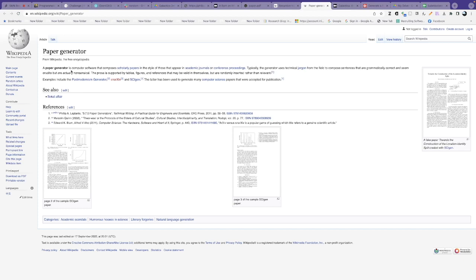Yeah. So a paper generator is computer software that composes scholarly papers in the style of those that appear in academic journals or conference proceedings. The generator uses technical jargon. This is based on the same idea. So this is the postmodernist generator, SNARXIV, and SCIgen.